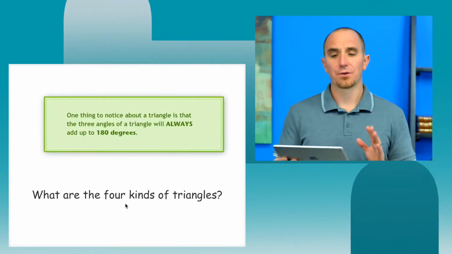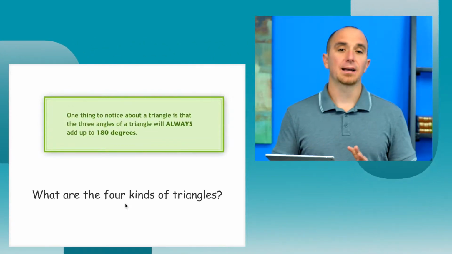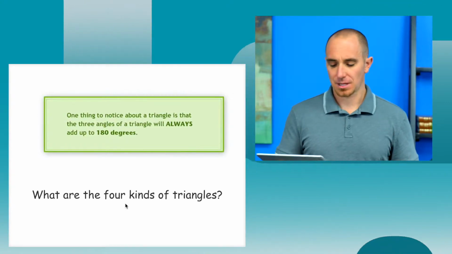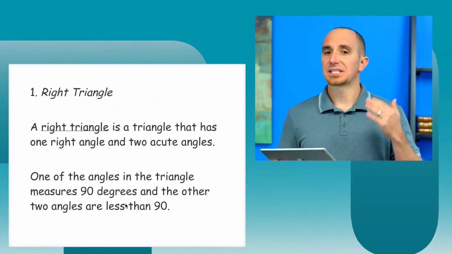All right, so one thing to notice about a triangle is that the three angles of a triangle always add up to 180 degrees. I know it seems weird, but it's true. All right, now what are the four kinds of triangles? And remember, we're talking about based on the angles.